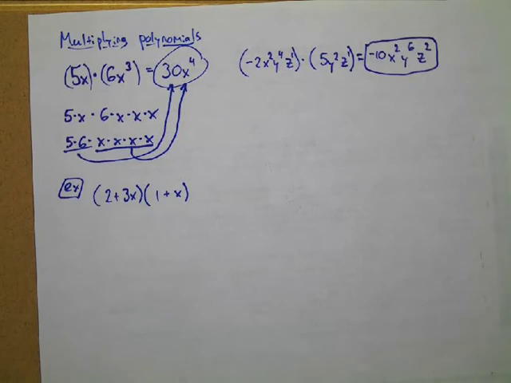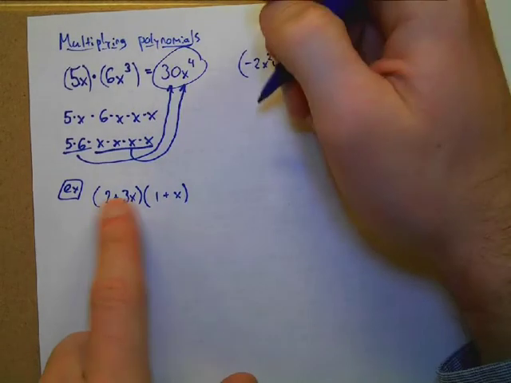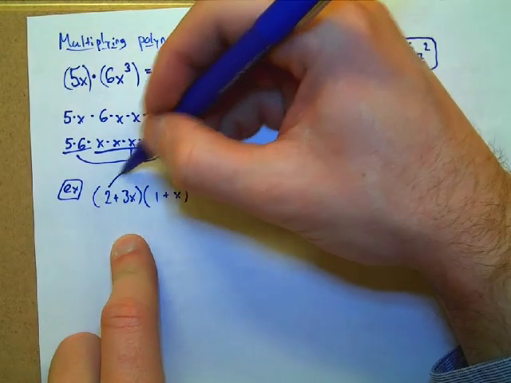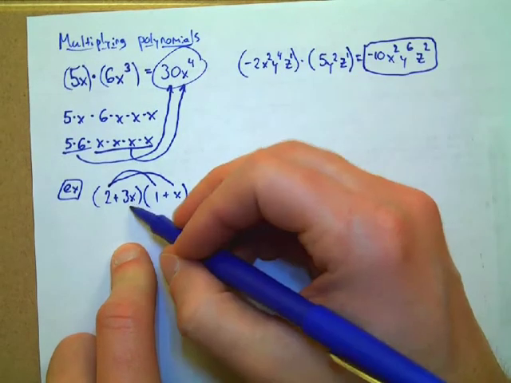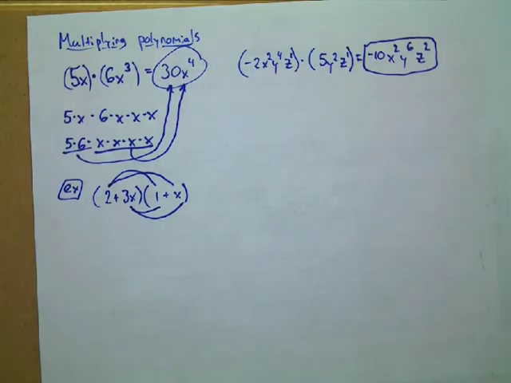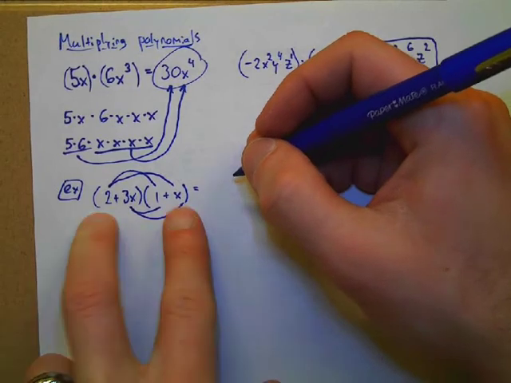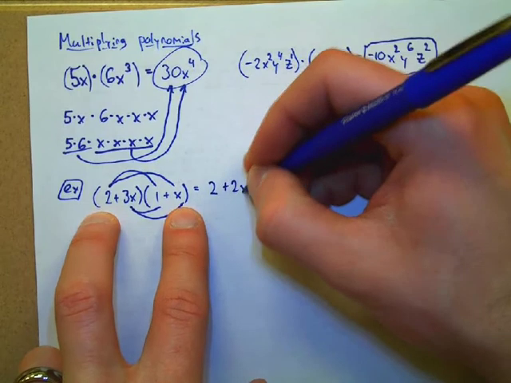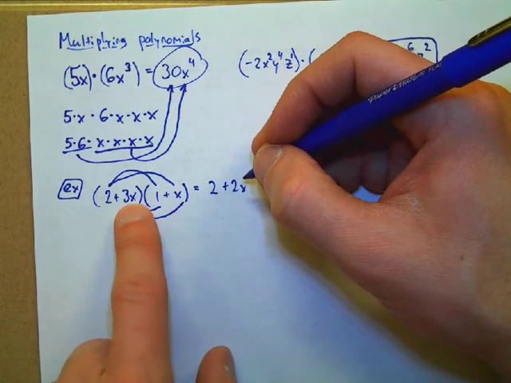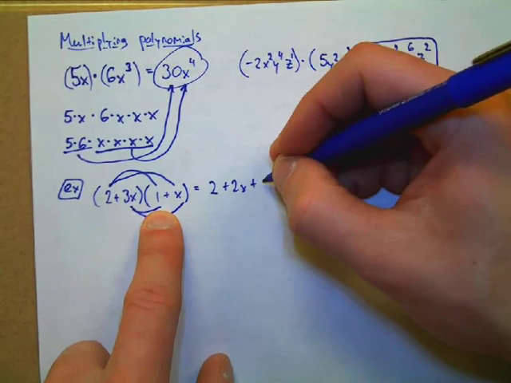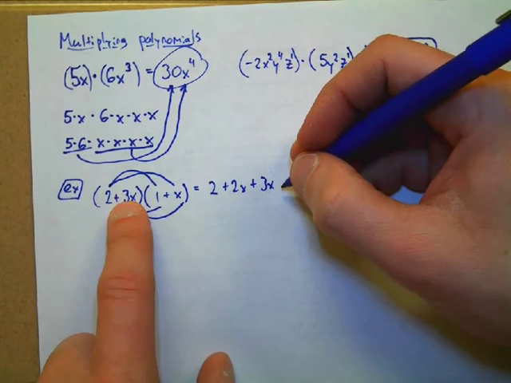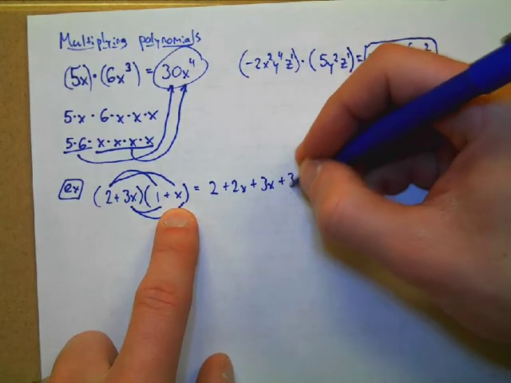But really, because FOIL only works for certain situations, the bigger thing to remember is that every term here has to multiply with every term here, and FOIL just helps us remember that. So 2 times 1, 2 times x, 3x times 1, 3x times x is what you're going to do. 2 times 1 is 2. 2 times x is 2x. So that took care of the 2 with these two. Now we'll do the 3x with both of these. 3x times 1 is 3x, because something times 1 is always itself. And 3x times x is 3x squared.